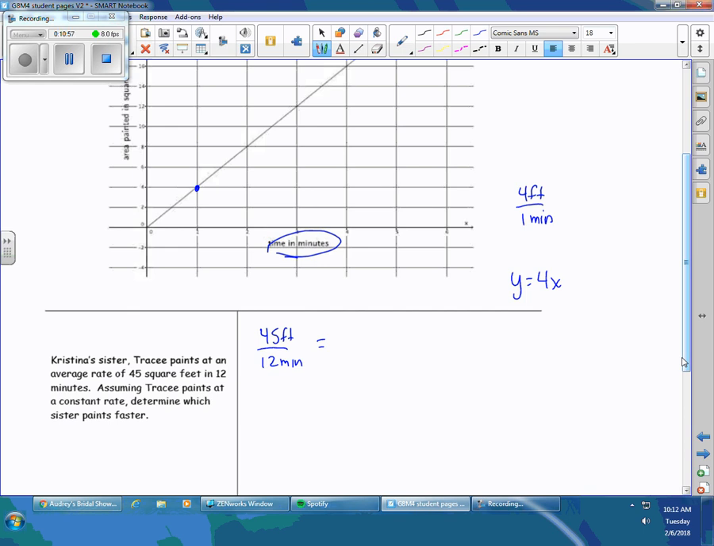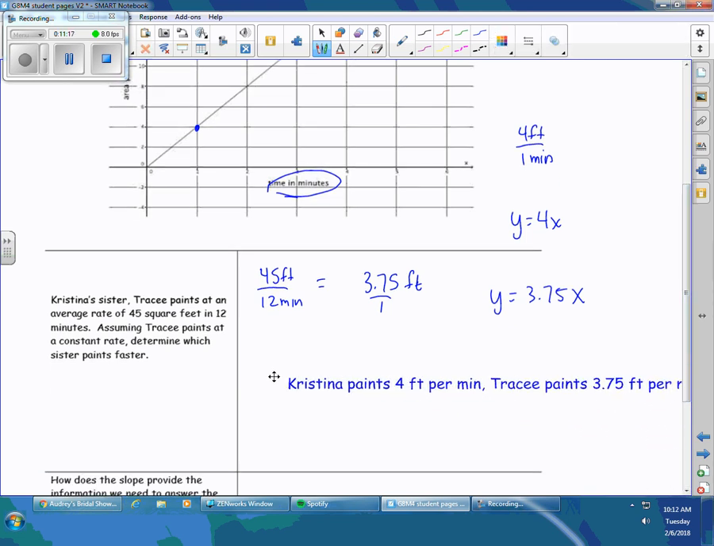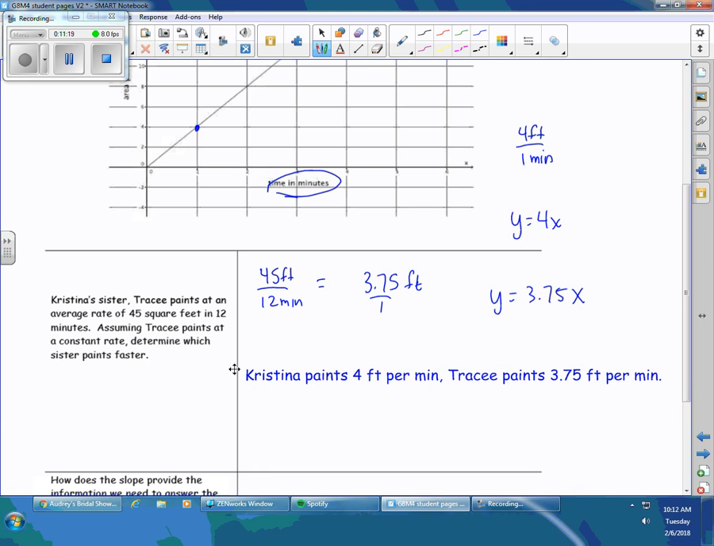It's going to be 3.75 in 1 minute. So when I'm writing this equation, it's going to be y equals 3.75x. So Christina paints 4 feet per minute. Tracy paints 3.75 feet per minute. Which one's faster? Christina.